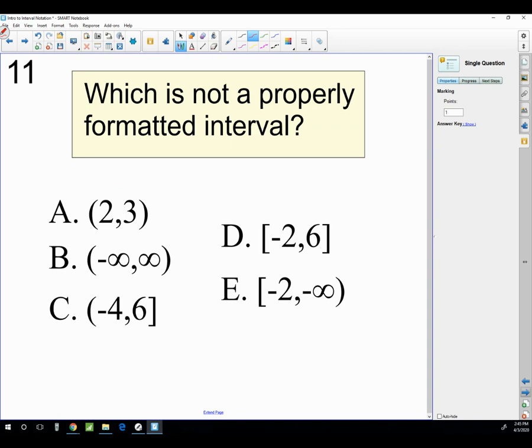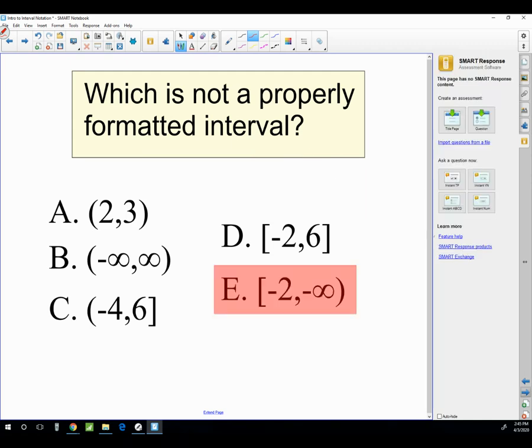All right, which is not a properly formatted interval? See if you can identify the answer. There are two ways to not properly format an interval. If you bracket infinity, that's wrong. And you've got to put the smallest number first. I think that's what I'm asking here. It's got to be E. For this to be properly formatted, it'd have to be negative infinity to negative 2. This is saying that negative infinity is smaller than negative 2. Clearly, that's not the case.